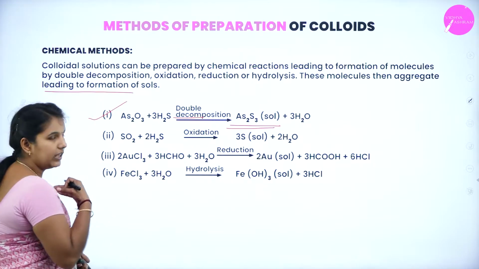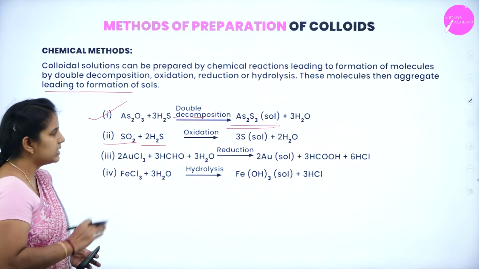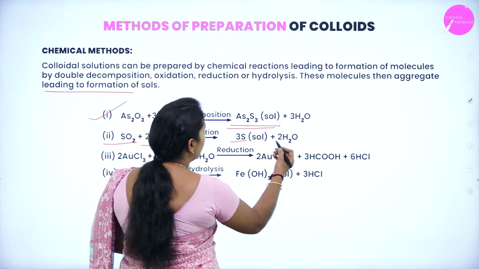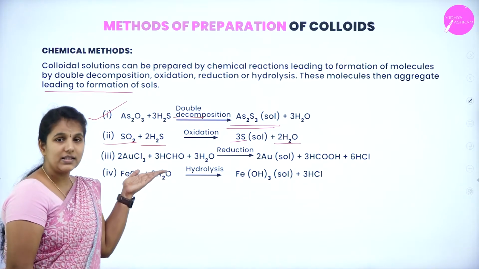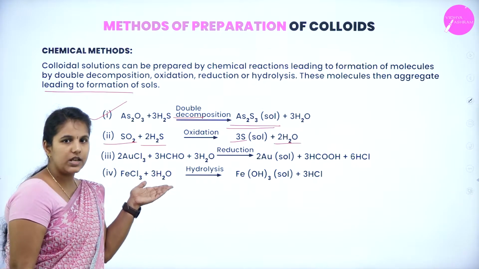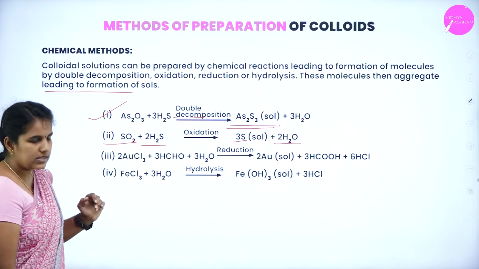Similarly, if you take the oxidation of sulfur dioxide with the H2S gas, it will form sulfur by releasing a water molecule. So sulfur is a salt and this is a colloid. By doing the oxidation of sulfur dioxide with the H2S gas, you will obtain the colloidal solution.